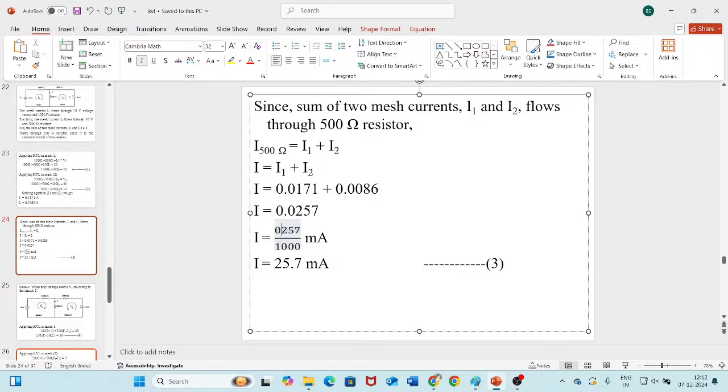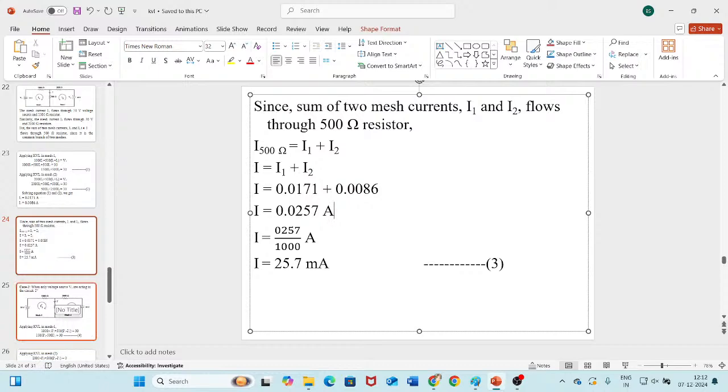It is 0.27, okay, then. So 0.0257 amperes, sorry. It is amperes current you will get. So you can convert that into milliamperes. So 25.7 milliamperes you will get. So this is it. This is our I value. When both sources are present, this is the current flowing in the 500 ohms resistor.